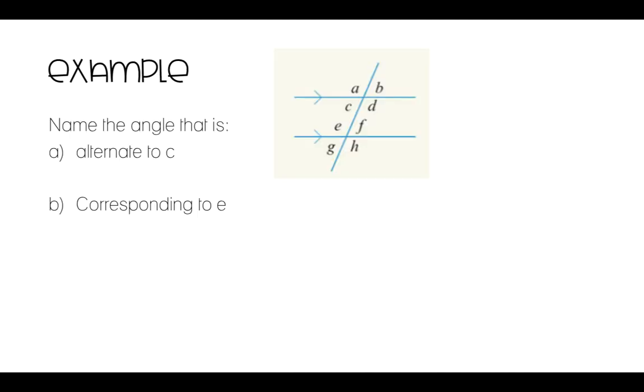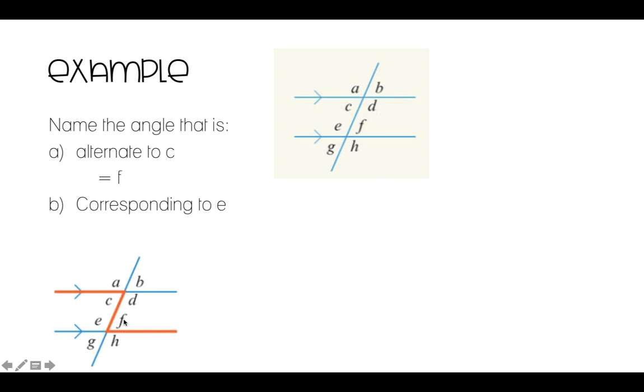Let's give some examples now. Name the angle that is alternate to C. So C is here. We're talking about the opposite side of the line, and they're going to be at the bottom. So this one here is alternate to this one here. We say C is alternate to F, and we can see that it makes this Z shape, so they're both inside the Z shape.